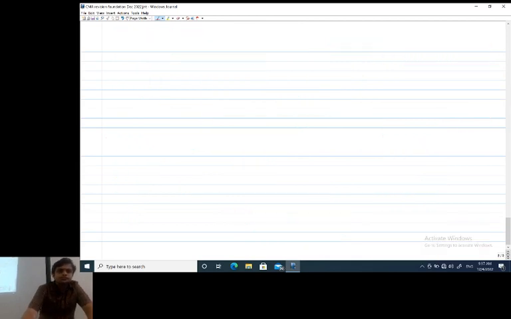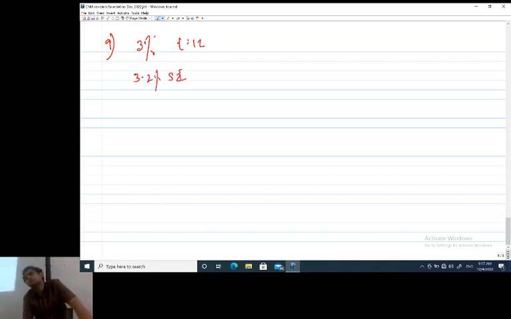Ninth problem. Which is a better investment? 3% compounded monthly or 3.2% simple interest? So let us assume principal to be 100.